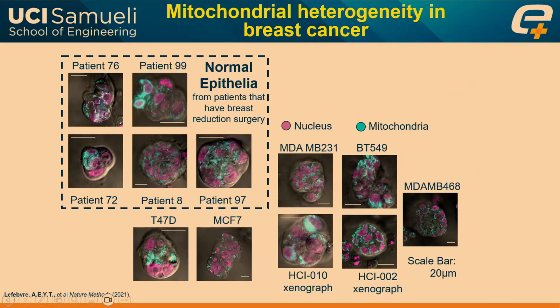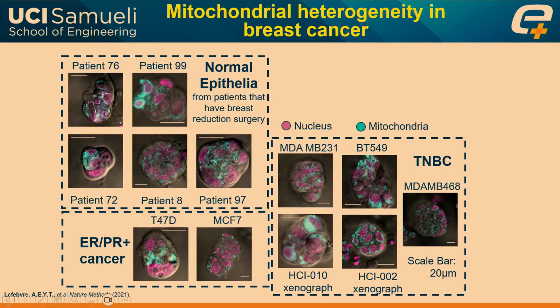Okay, so you might be asking, this is all done in 2D, can we do this in 3 dimensions? And the answer is yes. So we took these tumor spheroids, and these are patient-derived normal epithelia. These are patients that have breast reduction surgery from our clinic, and we can culture these. And we also took ER/PR positive cancer cells and the triple negative breast cancer cells and grew them in three-dimensional spheroids.